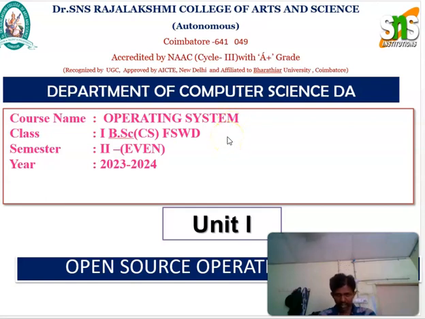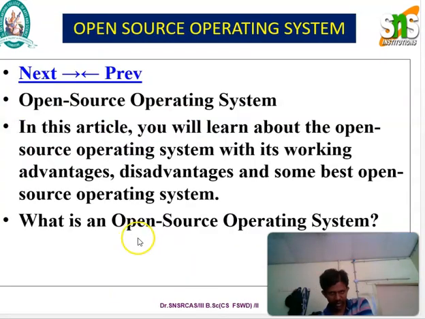Okay, so today in this class we are going to see about the subject operating system. In the operating systems we are going to see the first unit topic, open source operating systems. Here, if you want to know about an open source operating system, we can see in this article the operating system with its working, advantages and disadvantages, and what are the best open source operating systems available.